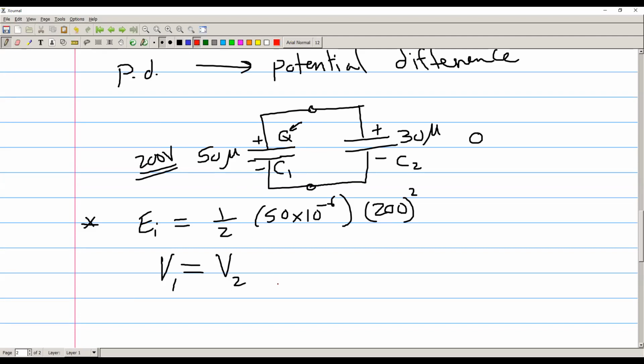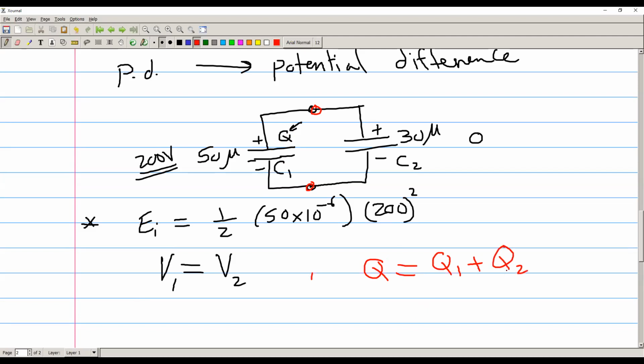Again, basically, what you have here, V1 has to be equal to V2 because they are connected in parallel. The second condition is that you have a certain amount of charges here, right? The initial charges that we started with will be divided between the two capacitors. So Q initial will have to be equal to Q1 plus Q2.